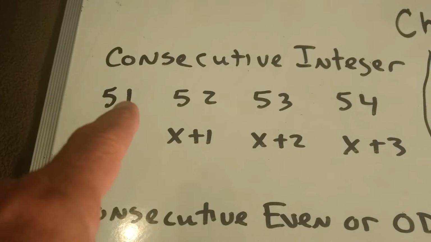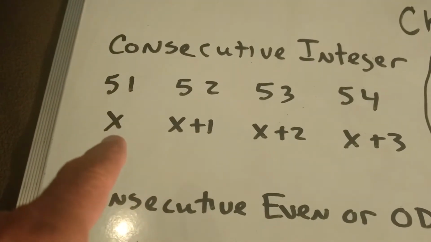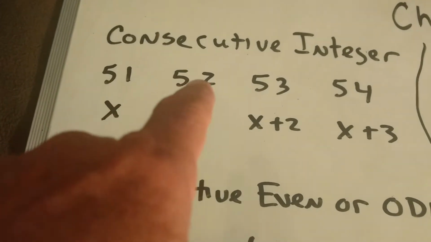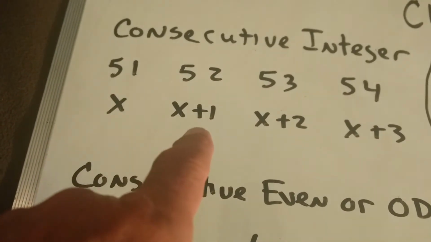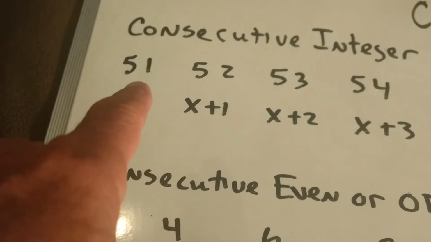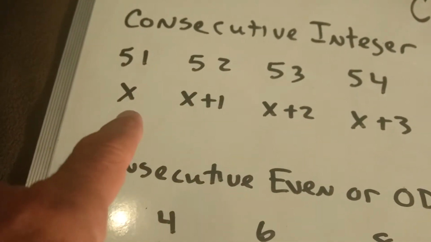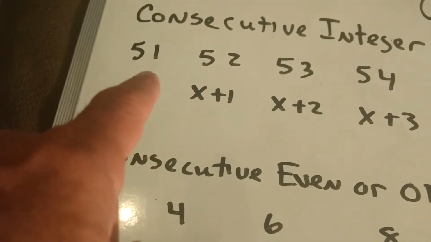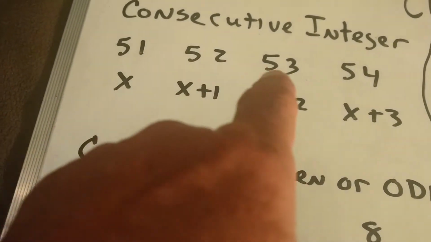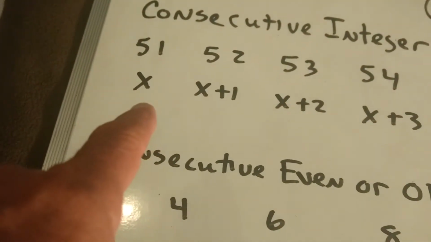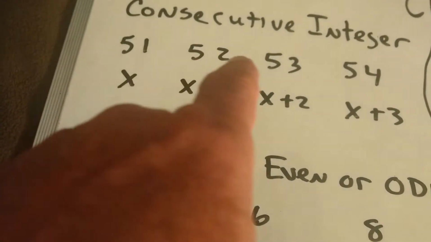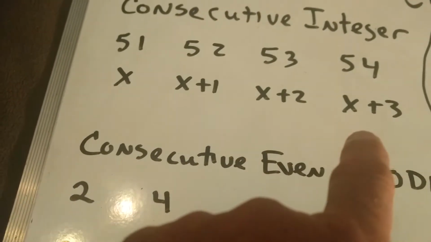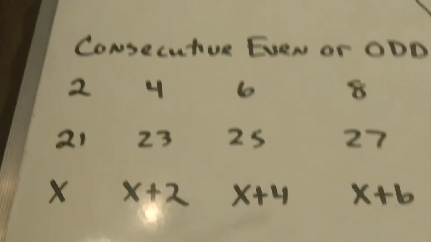If we were going to represent them algebraically, we always represent the first number as an x. And then whatever we do to 51 to get to 52, that becomes the second algebraic expression. So we would add 1 to get to 52, so we add 1 to x. To get to the third integer, whatever we do to the first integer is the same thing we do algebraically. We would add 2 to 51 to get to 53, so it's x plus 2. Then x plus 3, x plus 4, and so on.